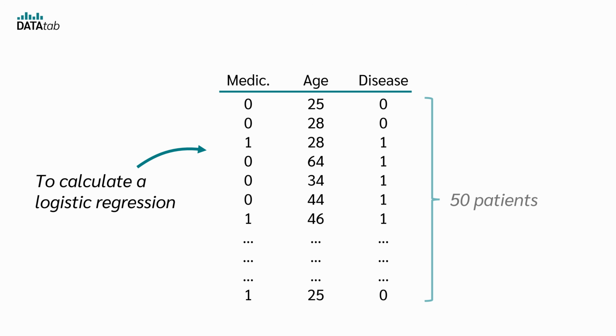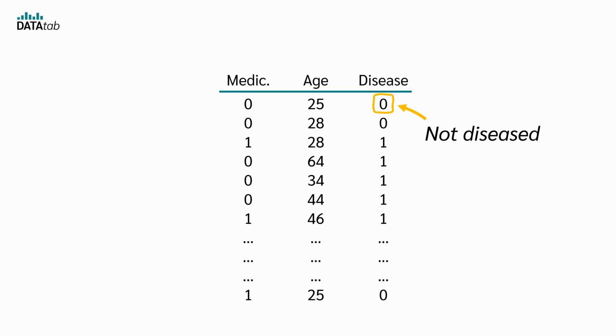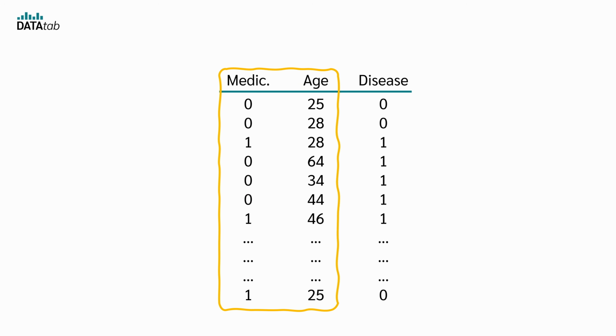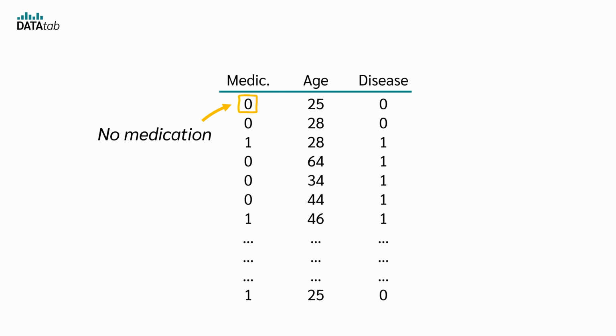Let's get started. First of all, to calculate a logistic regression, we need data. Let's say we have data from 50 patients. Our outcome variable is disease, which is coded as 0 for not diseased and 1 for diseased. And we have two independent variables, medication and age. For the medication variable, 0 indicates no medication and 1 indicates medication taken. Now we can use this data to calculate a logistic regression.